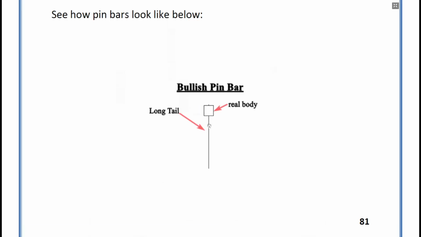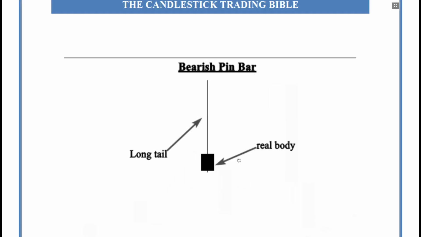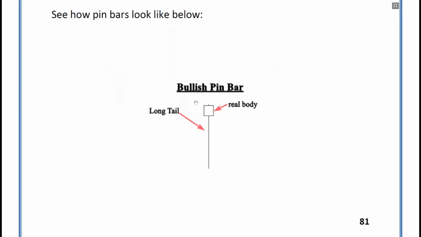So that you can remember how the bullish pin bar looks: the bullish pin bar, of course, is going up. So the real body is at the top and the long tail is at the bottom. But the bearish one is going down. So the real body is at the bottom and the long tail is at the top. So that will help you not confuse this, okay?